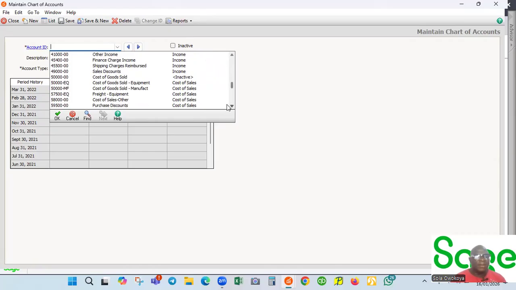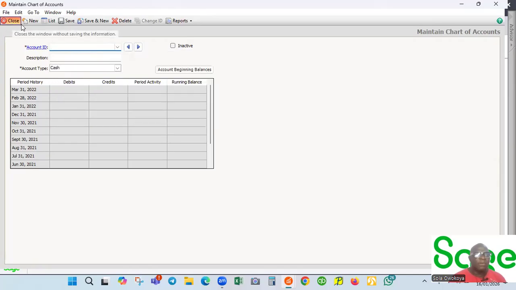Then they track their direct costs, cost of sales and all that. The system can track all of these. Then expenses that you incur in business on a day-to-day basis to run the business. So much about the chart of accounts.